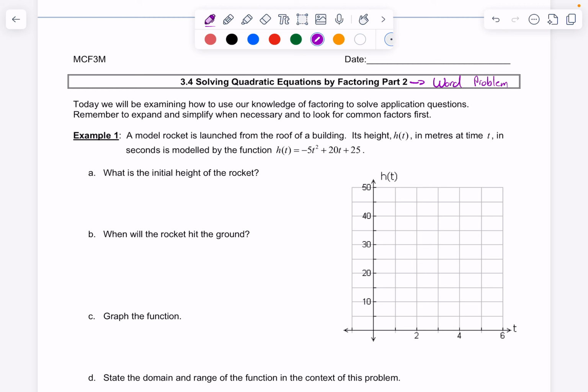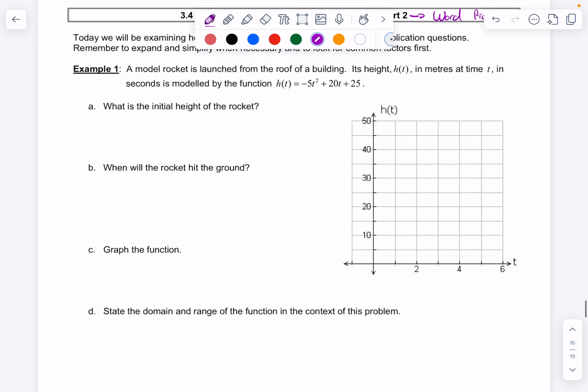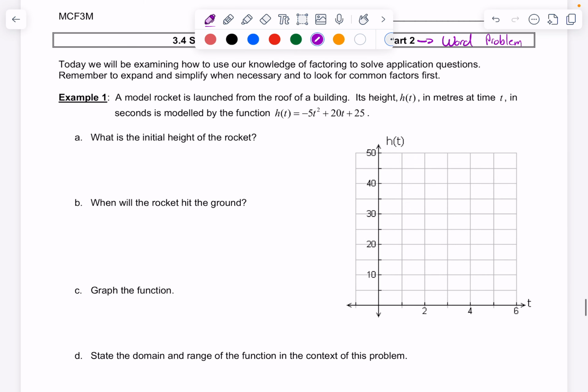So let's look at example 1. In this case, we're dealing with a model rocket, okay? And the rocket flies in the air and then hits the ground. And we are given an equation that models this rocket's flight path, and the variables of interest are height with respect to time, okay? So the height are your y values, and why is height y? That's because time is always your x values. Time is the independent variable, and we can also see that right here, h of t. Height is a function of time.